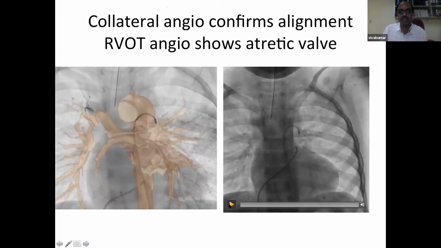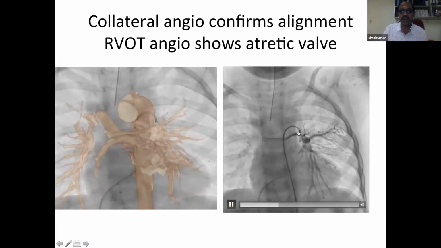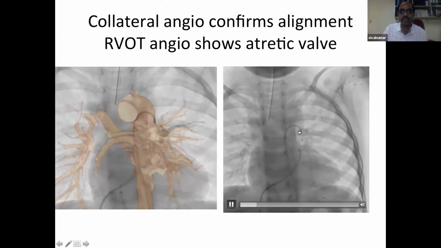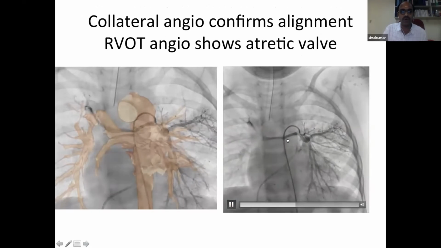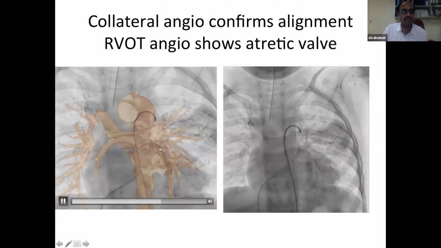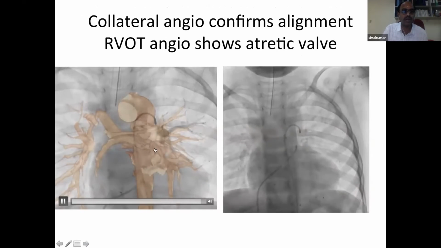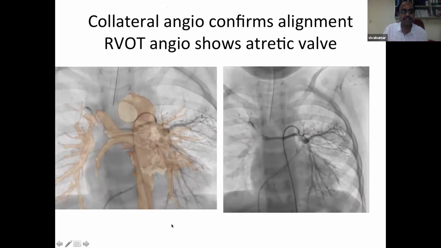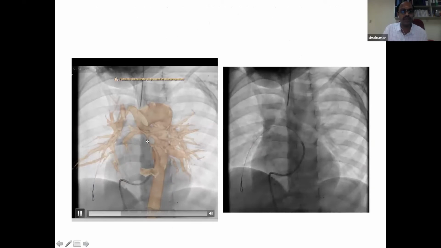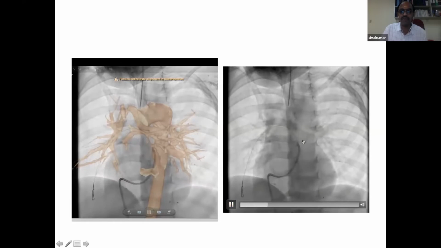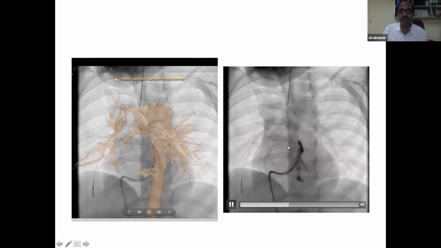At this particular point, we want to check whether we are in the correct position. We recheck on the epicollateral to find out what is the confluence. So this is the confluence, and we are well aligned. This is the wire in position, this is the guide catheter, and when we inject, we can see the atretic valve, blood is not going through.